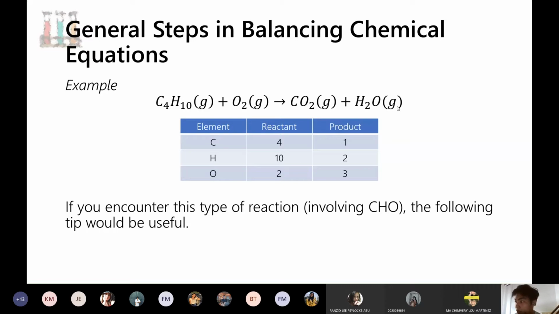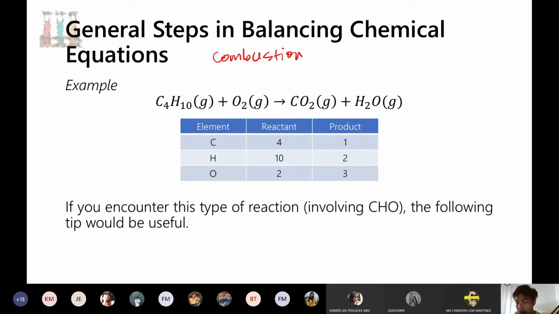We could have combustion reactions, redox reactions, precipitation reactions, acid-base reactions, and so forth. By this time, you should be able to recognize the type of reaction you have. For example, this equation shown is a combustion reaction. That's combustion.